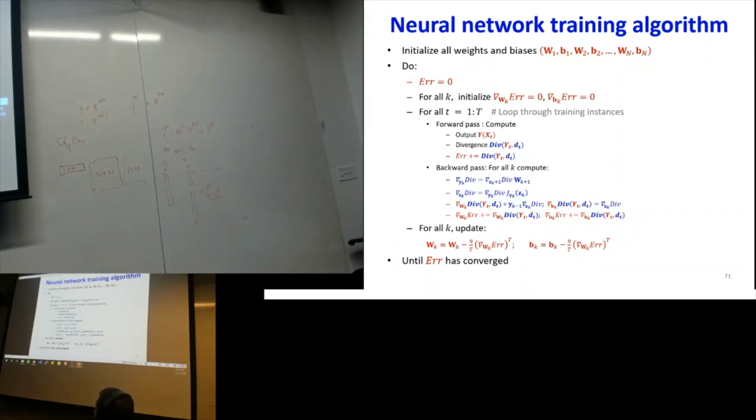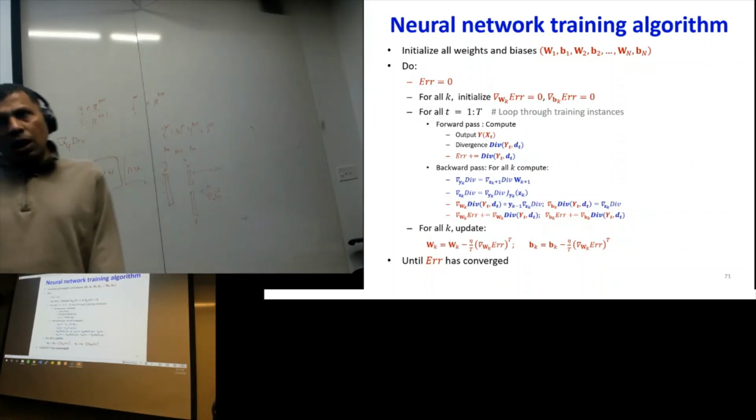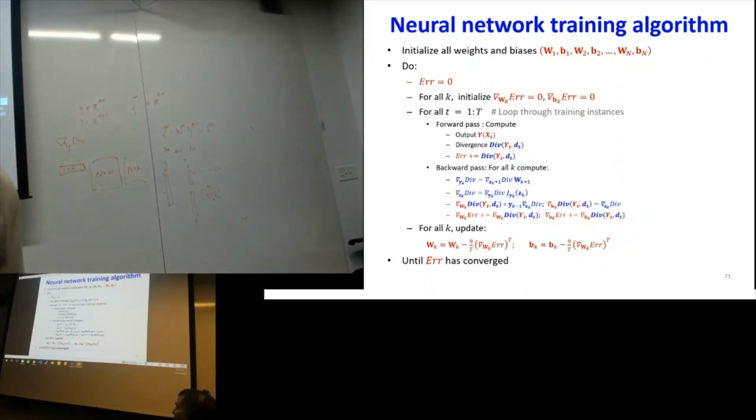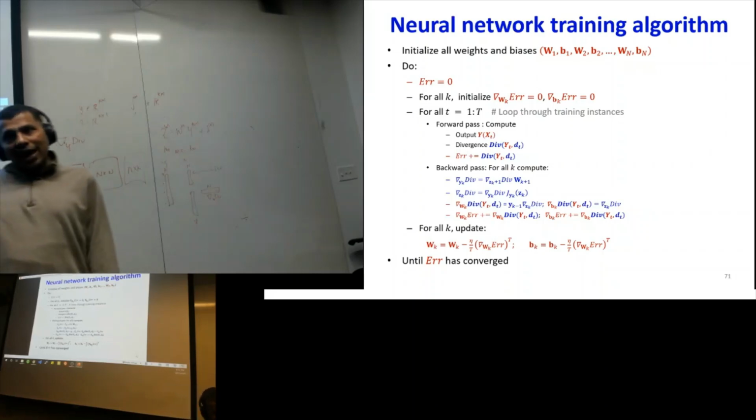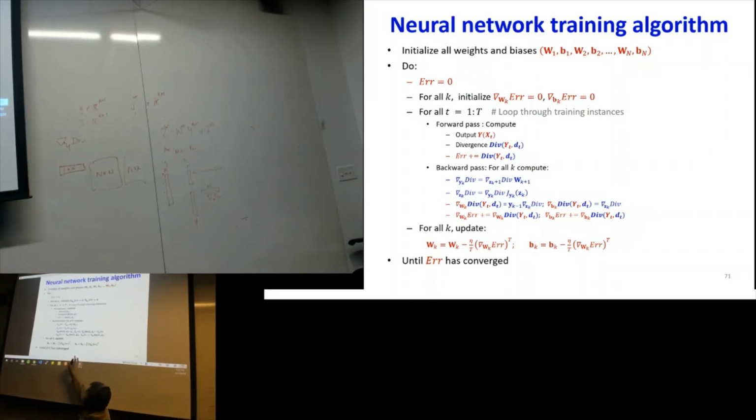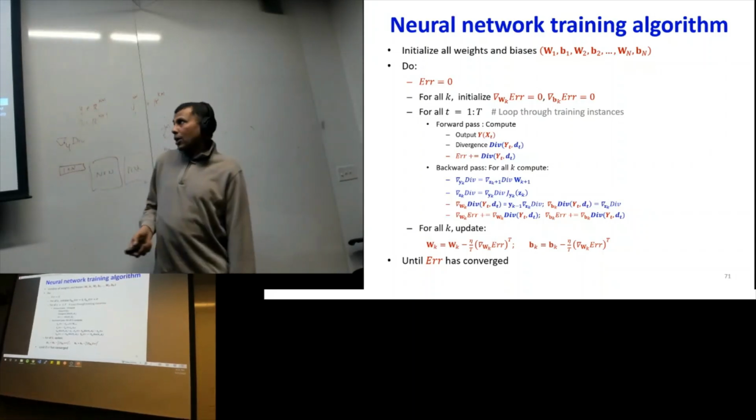Then in the forward pass and then in the backward pass, you simply use these very simple update rules to compute the derivatives of the divergence with respect to the weights and the biases, and increment your buffers which store these values, so that you're accumulating these derivatives over all of your training instances. When you're done with all of the training instances, you normalize these derivatives by the number of training instances, T, so that you actually get the average, and then finally update your parameters using your gradient descent rule. And you continue this process until your loss has converged.